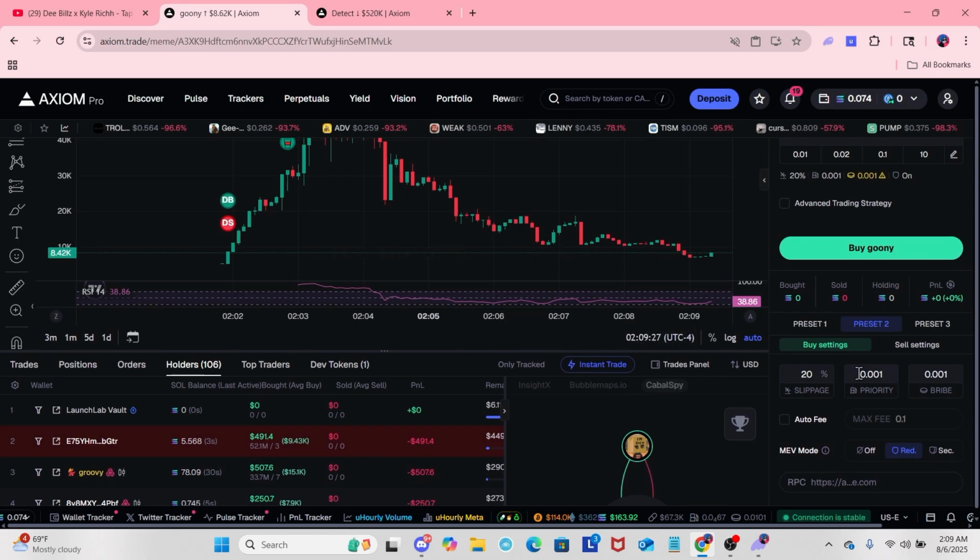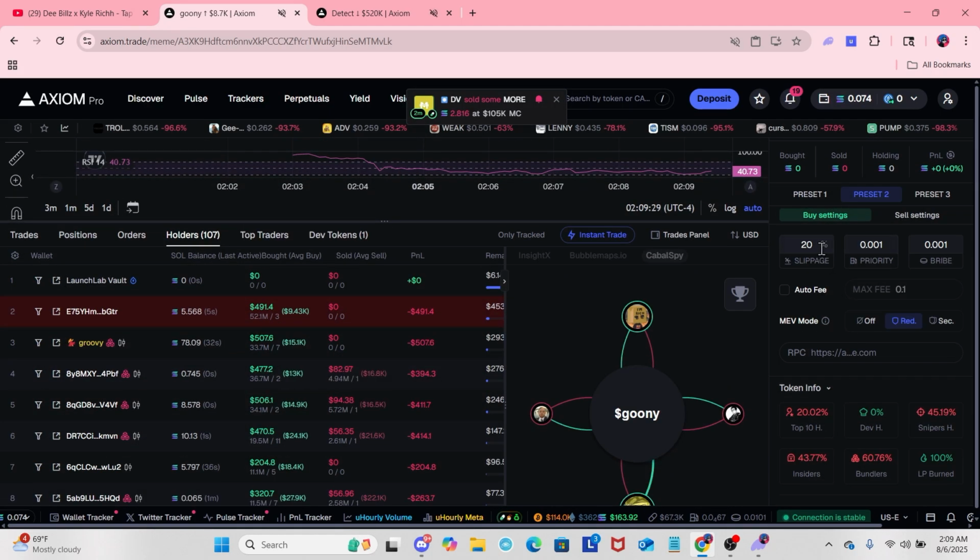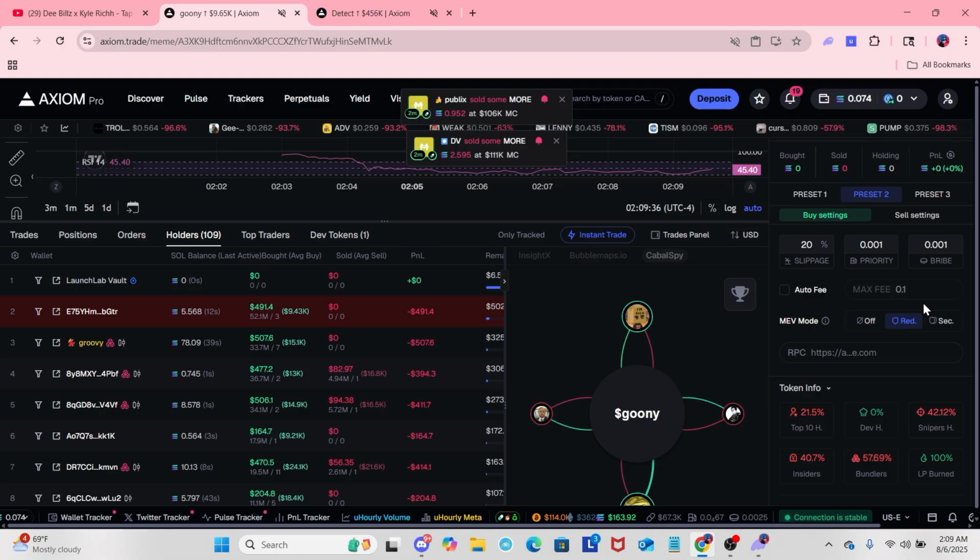But as for low volume coins, you want to keep it around 20 to 25 for slippage. Priority 0.001. But that all varies, you know what I mean? It all depends on how much volume the coin has.